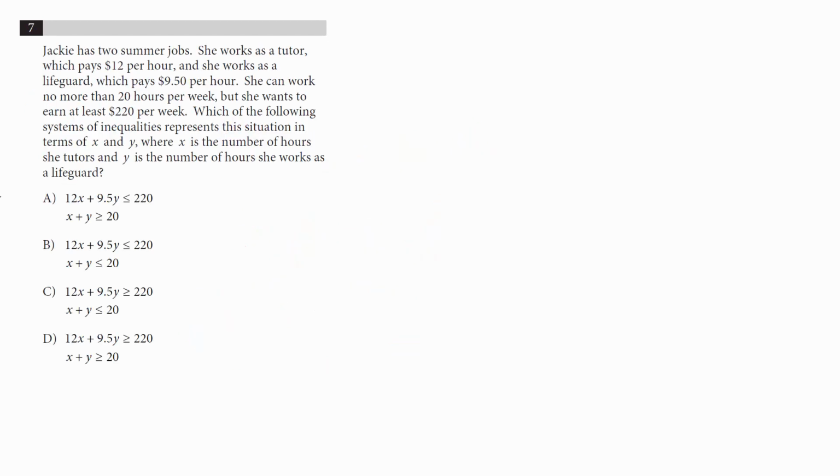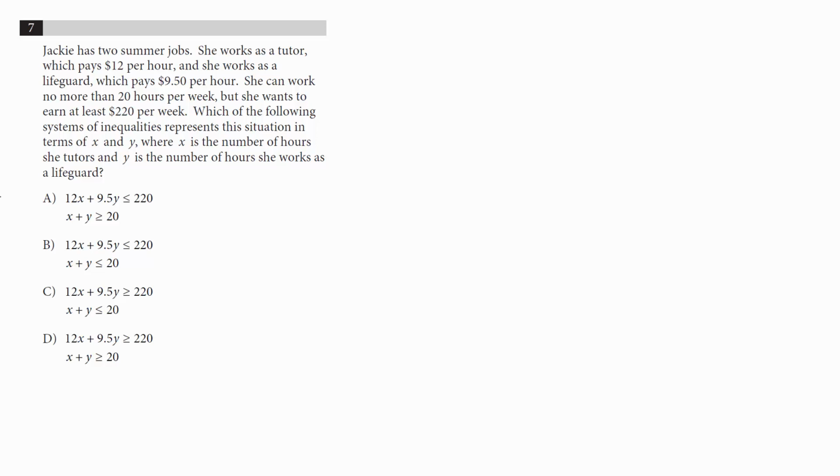Number 7. Jackie has 2 summer jobs. She works as a tutor, which pays $12 per hour, and she works as a lifeguard, which pays $9.50 per hour. She can work no more than 20 hours per week, but she wants to earn at least $220 per week. Which of the following systems of inequalities represents this situation in terms of x and y, where x is the number of hours she tutors and y is the number of hours she works as a lifeguard? Holy cow, that's a lot of words and a lot of numbers. So let's just look at what our options are.